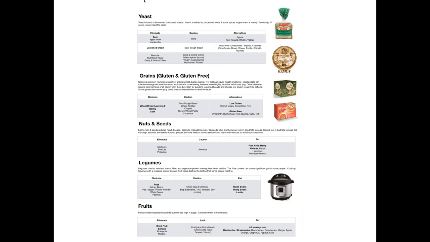Okay. Yeast is a big thing in the diet that bugs a lot of people. So beer, kombucha, apple cider, and leavened bread. So breads that rise tend to bug a lot of people. So often when people have an issue with bread, it can be the type of grain that it's made with, or it could be the yeast component in it.